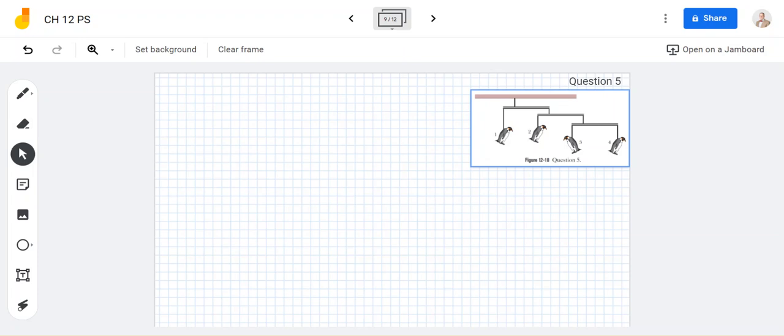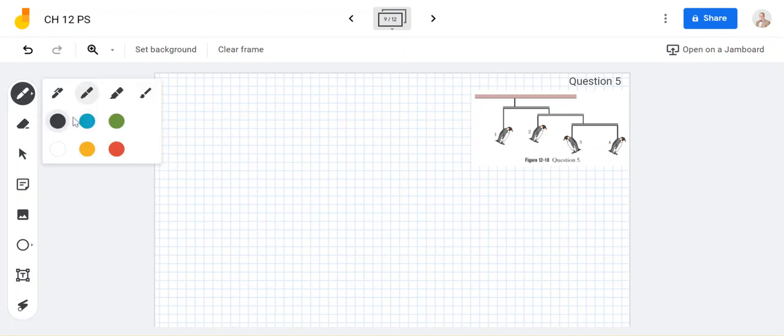It says, in the figure, it shows a mobile toy of penguins hanging from a ceiling. Each crossbar is horizontal, has negligible mass, and extends 3 times as far to the right of the wire supporting it as to the left. Penguin 1 has mass 48. What are the masses of penguin 2, 3, and 4? So the penguins have different masses, and the bars themselves don't have mass, so that's going to be important.